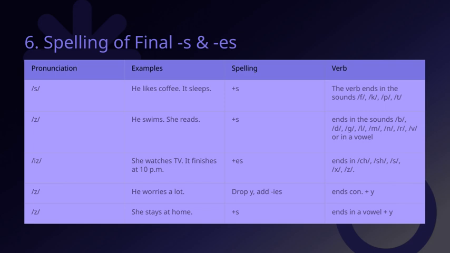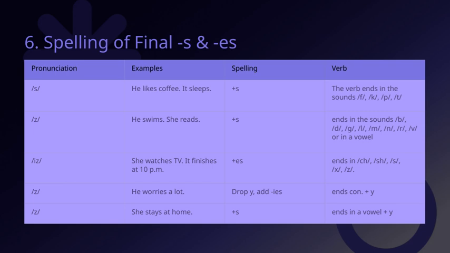If the verb ends in the sounds D, G, L, M, N, R, V, or in a vowel, we also add plus S, for instance, he swims or she reads. Now when the verb ends in ch, sh, s, x, or z, we add plus es to keep the pronunciation smooth. For example, she watches TV, or it finishes at 10 p.m.